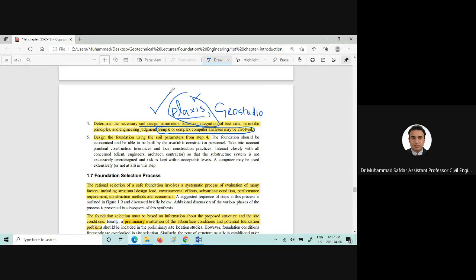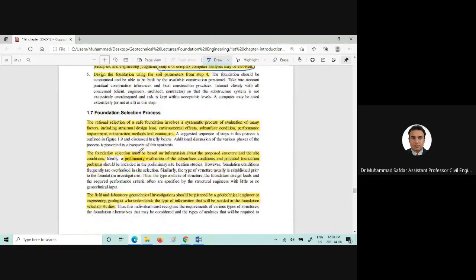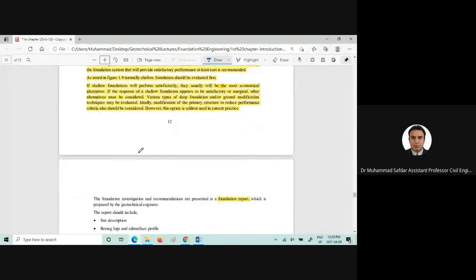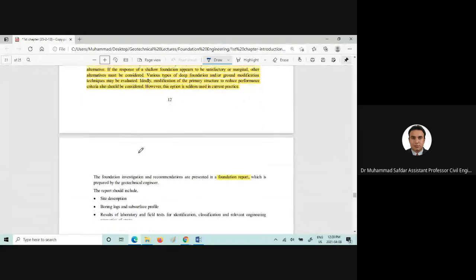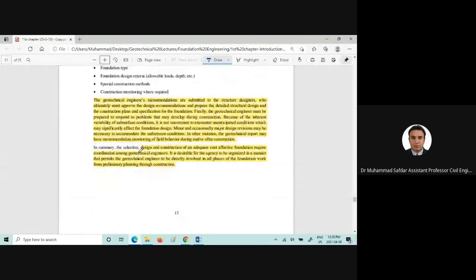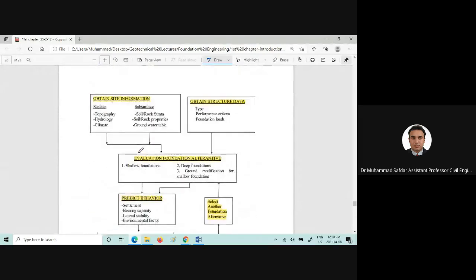Now design the foundation using the soil parameters, and we will see that it's good for the shear failure criteria and for the settlement criteria as well. Now in the foundation selection process, I would rather not go on to the text there. I'll go in a flowchart here.